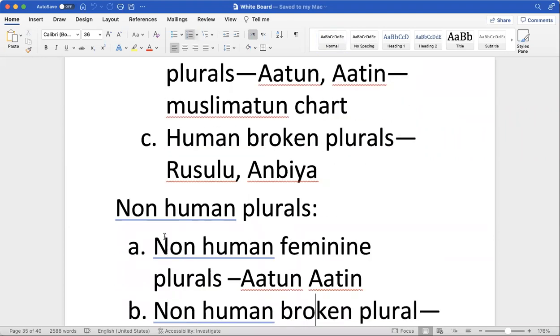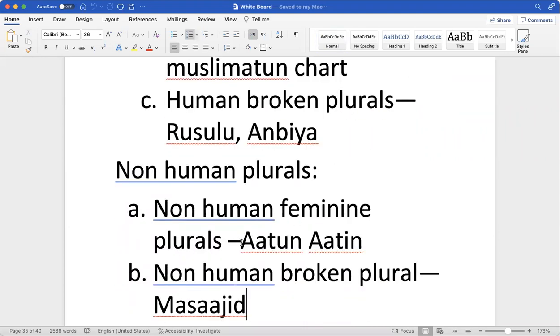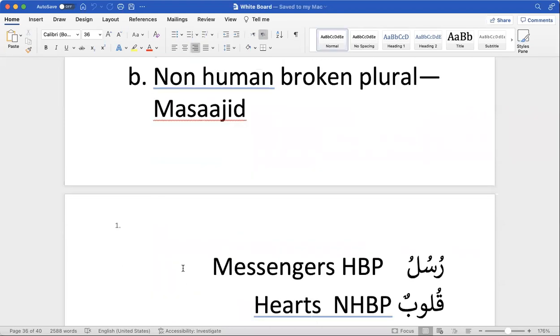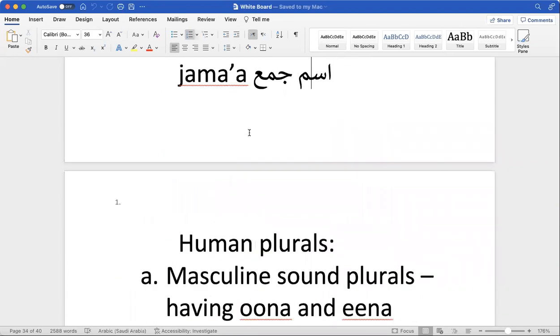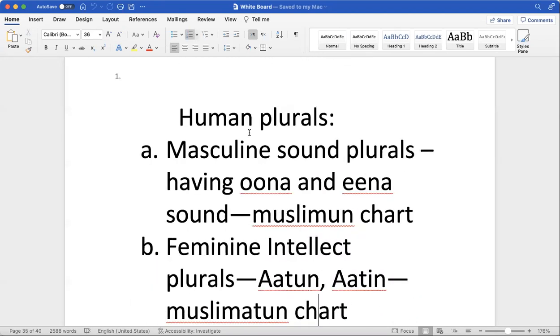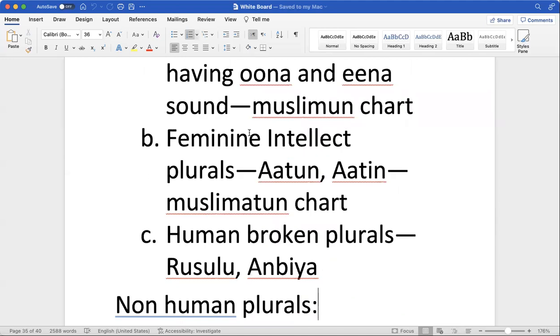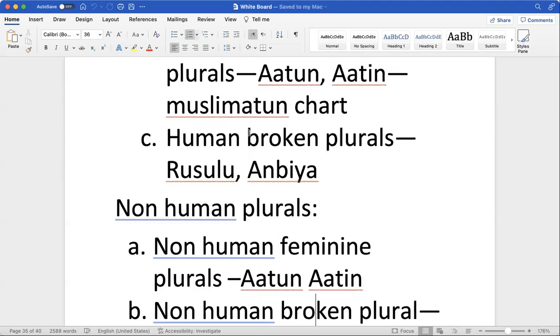And in the non-human category, you have non-human normal plurals, atun, atin sound again, samawatun and all. Then non-human broken plurals like masajid and all. So you see, these two fall in the non-human category, and the rest fall in the human category, right? And the last one is ism jama, which is always considered masculine. That, inshallah, I will tell you. But in human ism jama, most of the time it will include intellectual beings, like qawm, nas and all.